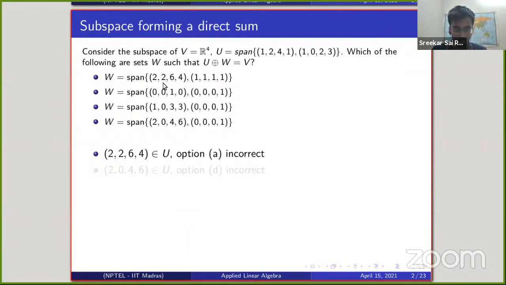How about the other options? We only found two possible ways. To make sure they aren't options that form a direct sum: 2264 is a vector that belongs to U. If you sum the two basis vectors given over here, they form the vector 2264. So option A is clearly incorrect. And 2046 is simply twice the second vector, which means it belongs to the vector space U, so it cannot form a direct sum.